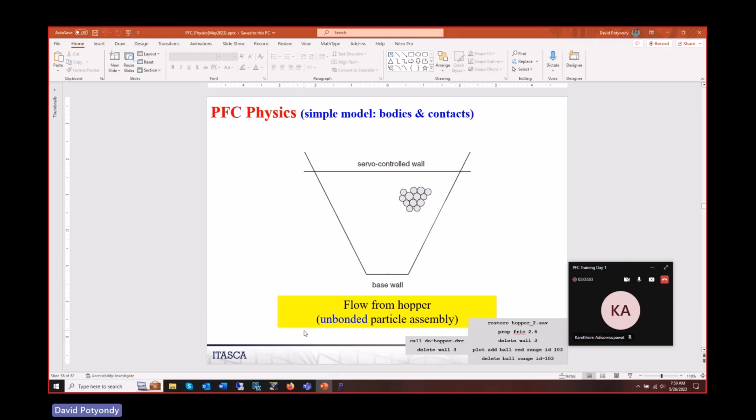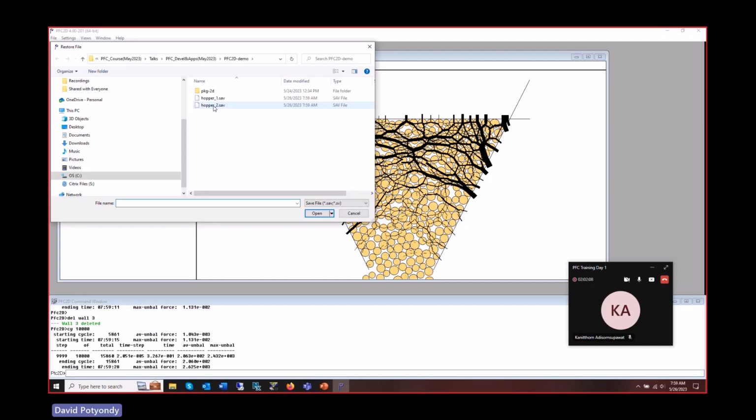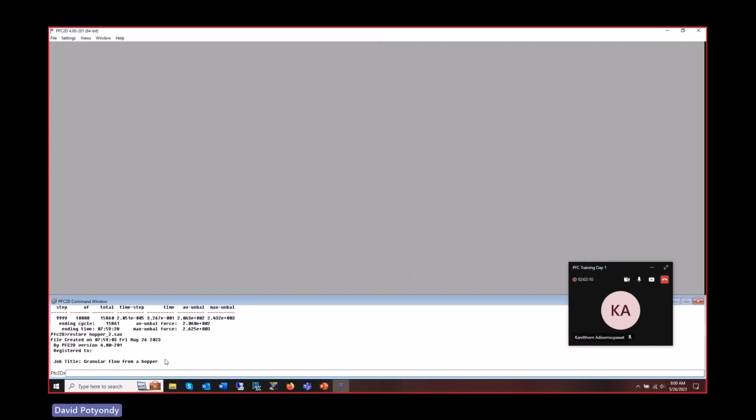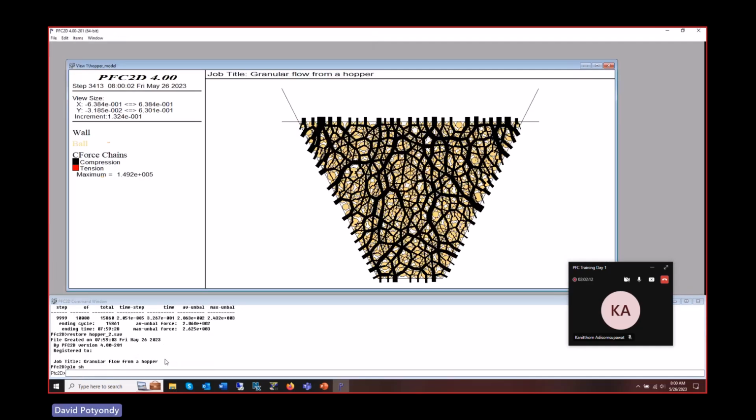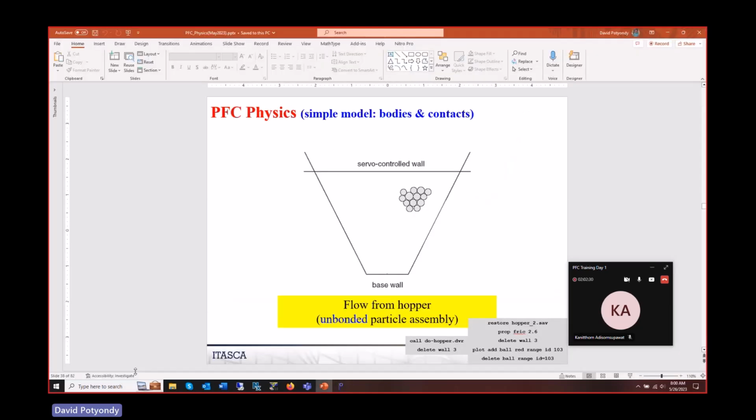Let's do this now. Restore hopper2.save. File, restore. And let's plot, show. There we go. Now I want to illustrate a certain thing here. Let's give it friction now. Really high friction. So property friction 2.6. Friction coefficient of 2.6. That's unrealistic, but you can still do it. So let's make high friction. Friction is what gives a granular material strength. It's the only thing that can give it strength.